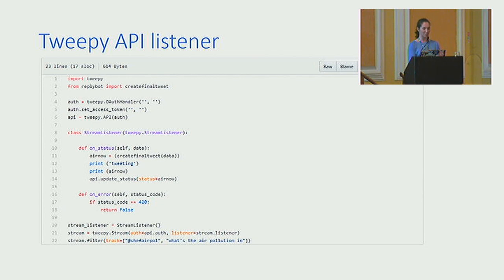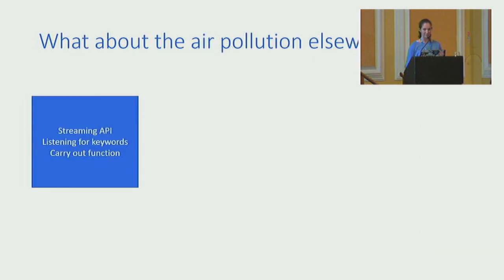Setting up this part to make a listener is fairly easy. This is the code. I pretty much copied it off of a tutorial I found online. So you have the bit where you're setting up the stream listener, and then at the bottom you can see where I've said I want to listen out for tweets which contain @ChefAirPol, which is the name of my Twitter bot, or "what's the air pollution in". And then it sends those tweets to the computer. So I got that bit up and running fairly easily, and tweets came through nicely.